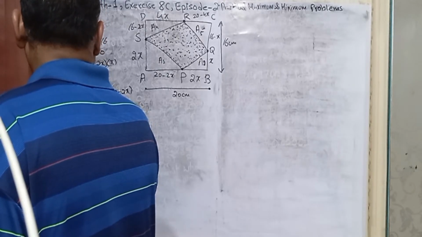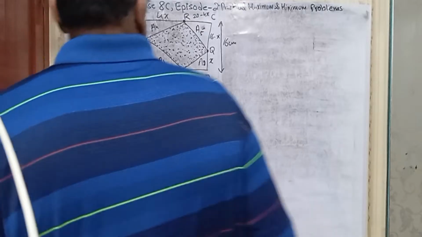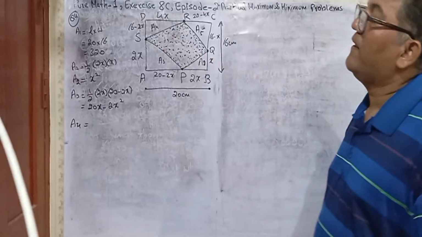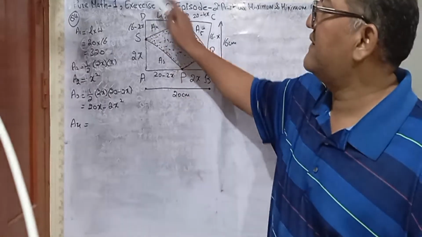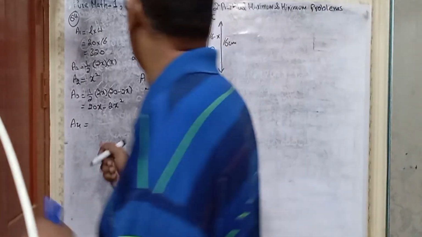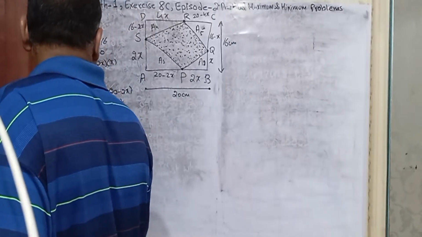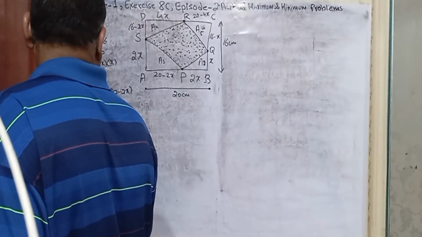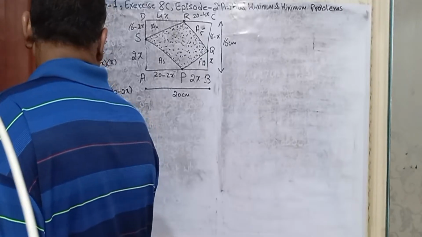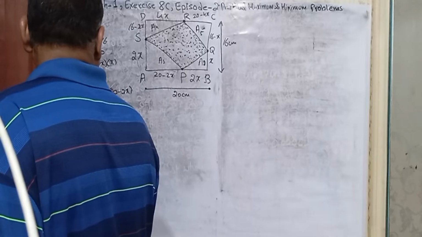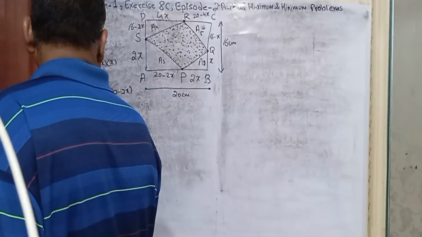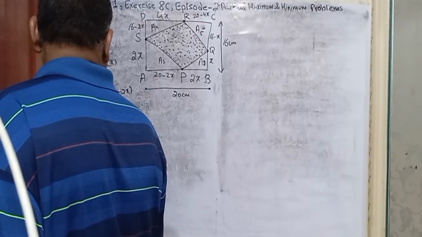Then I will find the area number 4. Area number 4 is this right angle triangle. Suppose if this is your base 16 minus 2x, then this will be the height of that triangle. So it will be 1 by 2 into the 4x into the 16 minus 2x. Okay. So the area 4 will be equal to 2x into the 16 minus 2x. So it will be 32x minus 4x square.